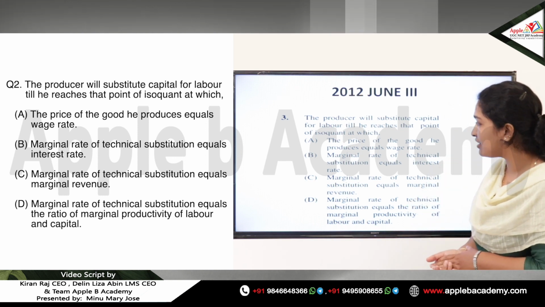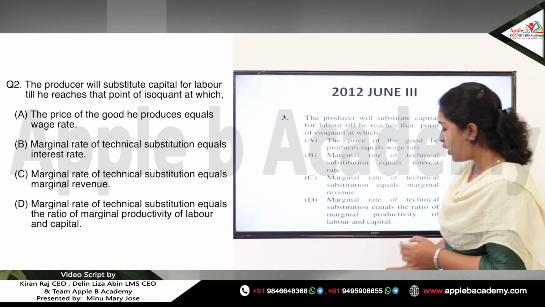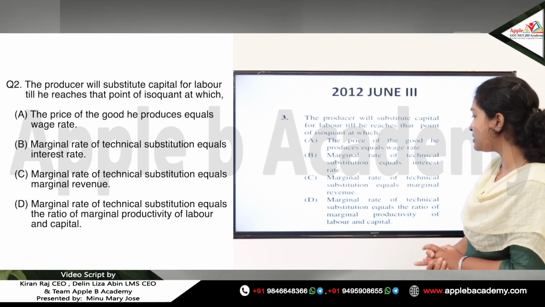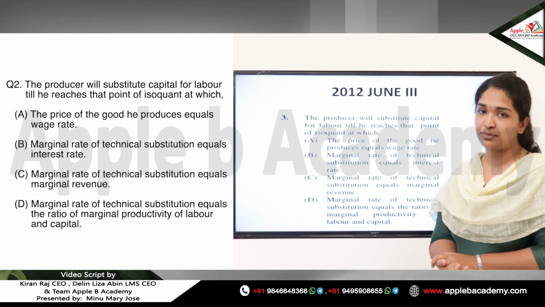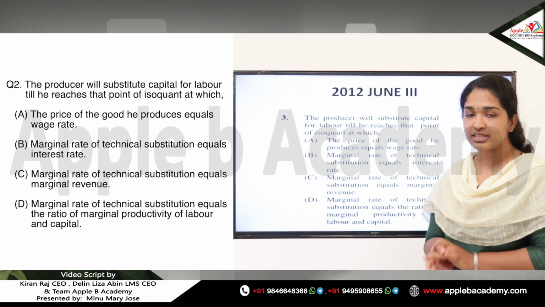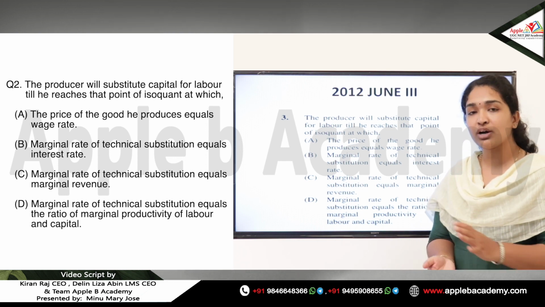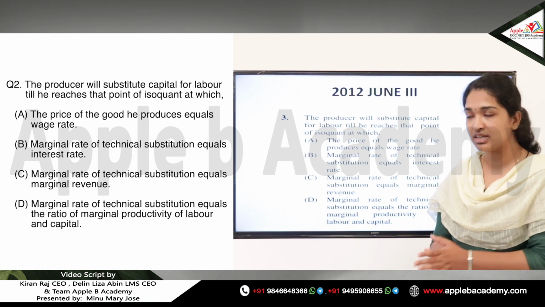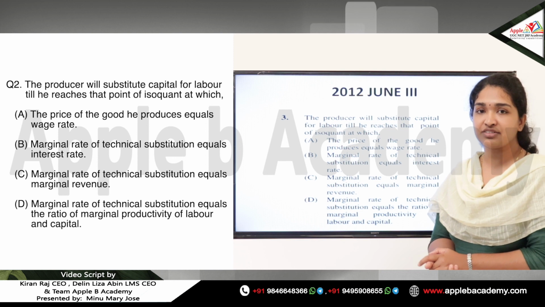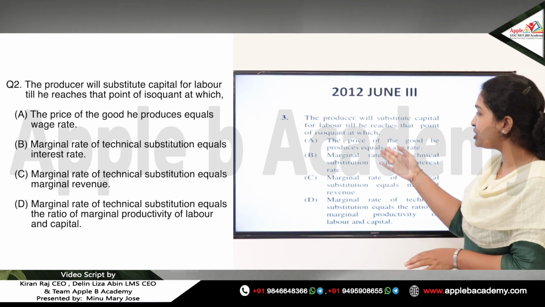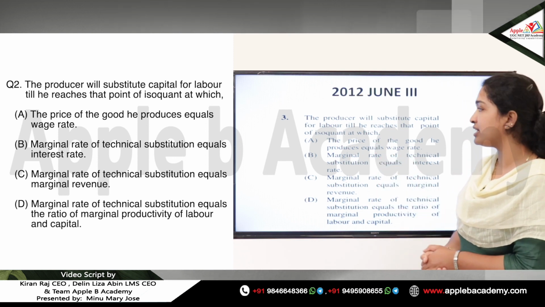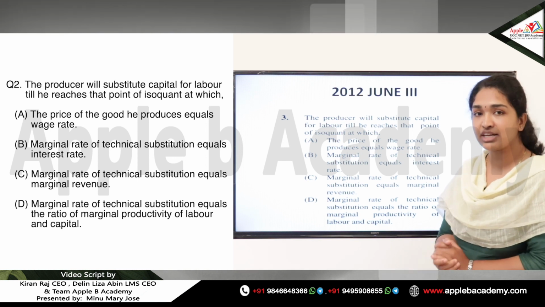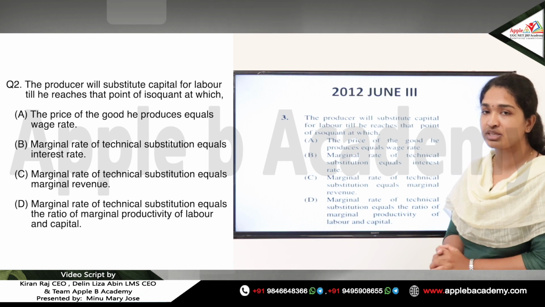So directly we can find the answer to this question, and the answer is option D, that is, the marginal rate of technical substitution equals the ratio of marginal productivity of labor and capital. So therefore the answer to this question is D. If you recall the conditions for which the producer's equilibrium was discussed, we can easily identify the answer. Why option A, B and C are not answers: the price of the good he produces equals the wage rate is not necessarily a condition for producer's equilibrium.